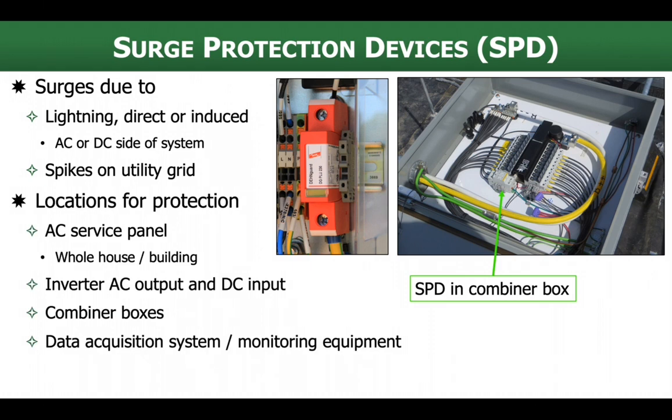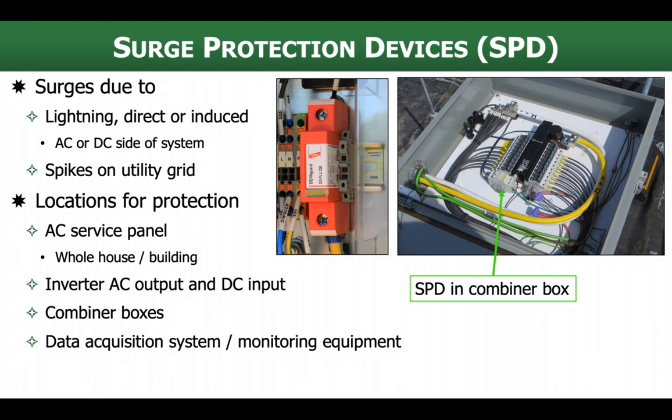So there's a lot of different locations that these devices can be installed. Right? One option would be something we would call whole house surge protection. This would be maybe in your AC service panel. We see a lot of inverters that either have integrated surge protection devices or the option to have them integrated either on the AC side, the DC side, or both in terms of that particular piece of power electronics. As we see on the slide, certainly in combiner boxes as well. Data acquisition systems are another common place for surge protection devices to protect the equipment in there.